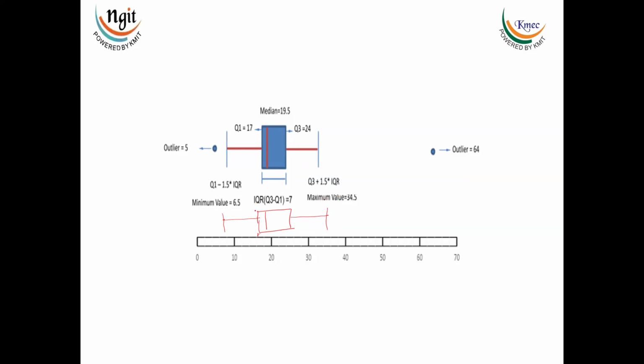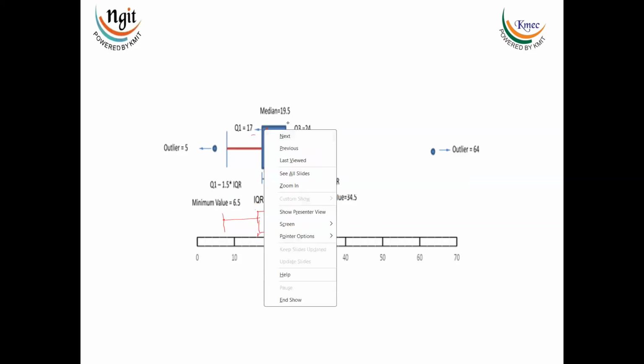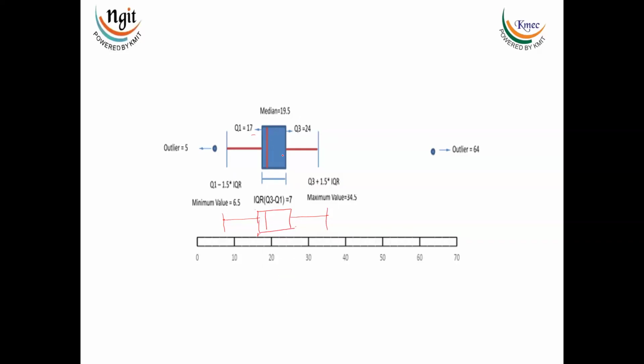Okay. And here you represent Q1 as 17, Q3 as 24, and the median. See, there is a very small distance between these two and a maximum spread between these three. The median is 19.5. And we know that this 6.5, we got as Q1 minus 1.5 into IQR. And the maximum value, 34.5, we got as Q3 plus 1.5 into IQR. And earlier, as per the calculation, the outliers are 5 and 64. This is how we represent all these 5 components in a single plot that is called a box or whisker plot.